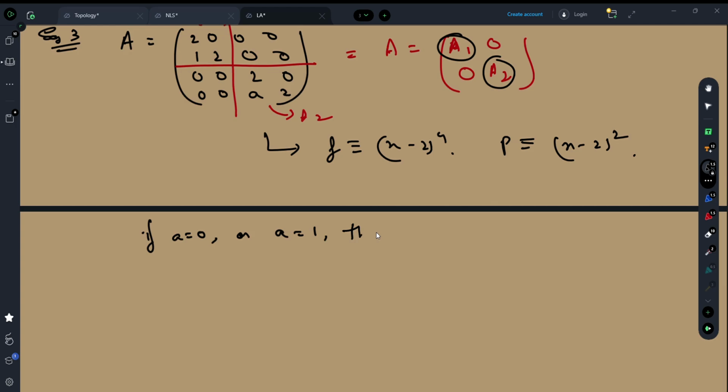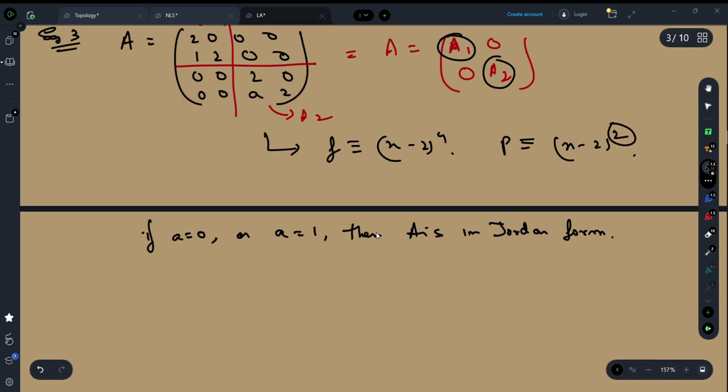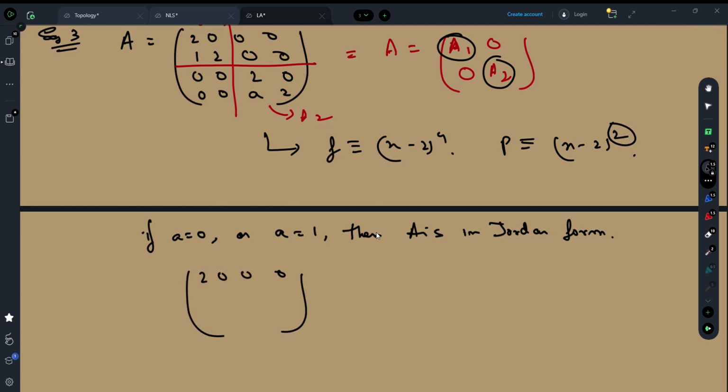Right? Now if A is equal to 0 or if A is equal to 1, then A is indeed in Jordan form. Clearly the multiplicity of 2 as a root of the minimal polynomial is 2. So the Jordan block will be of dimension 2 cross 2, right? Therefore the matrix we would be eventually getting for the Jordan form must be A, right? But we have respective values of A to be 0 or 1. In either case, what are the matrices we get?